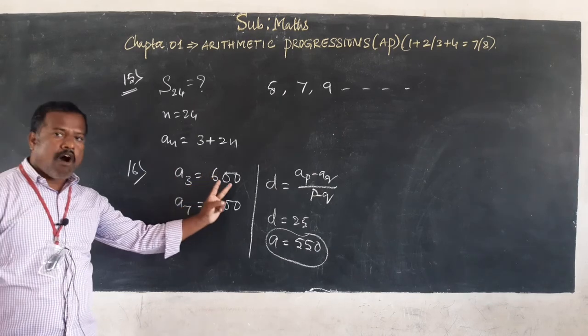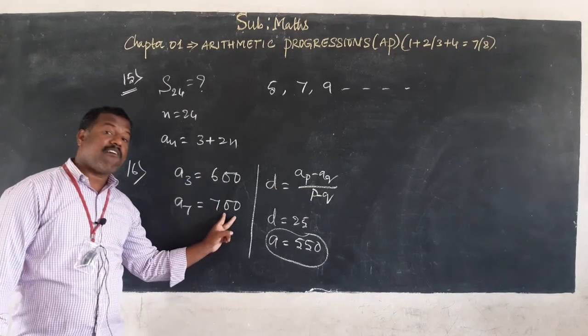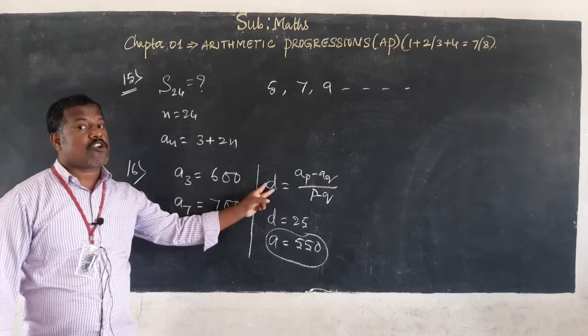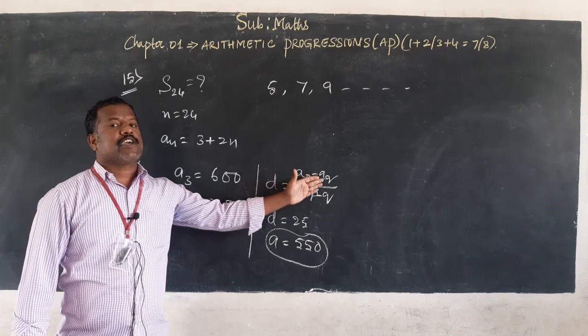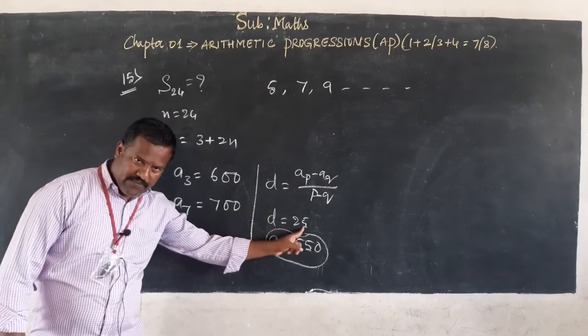In the third year, they produce 600 TVs. In the seventh year, they produce 700 TVs. Take these two and use the formula for d: (ap minus aq) whole divided by (p minus q). The d value comes as 25.